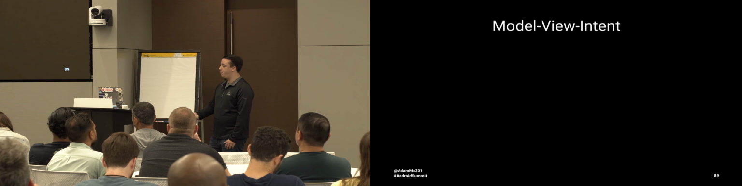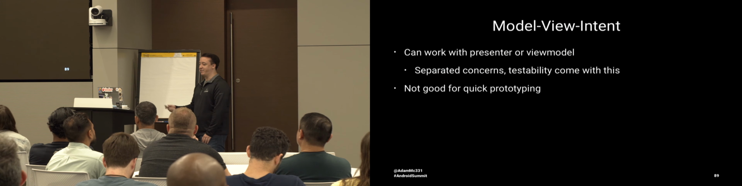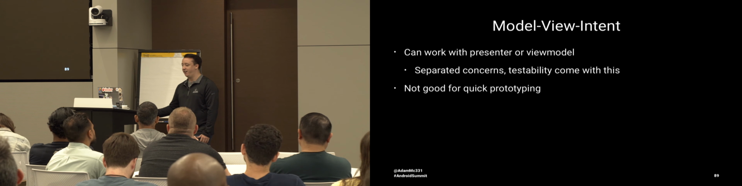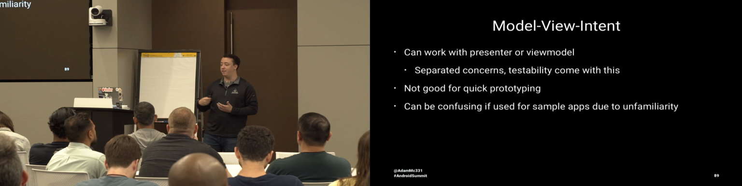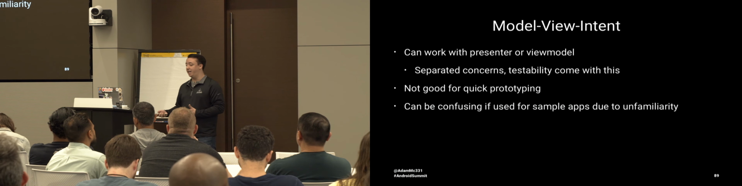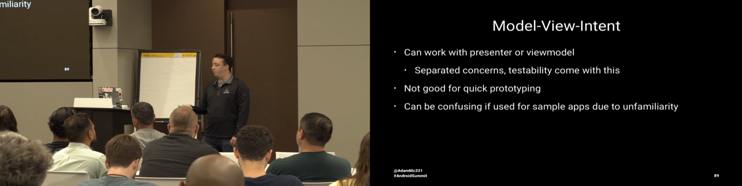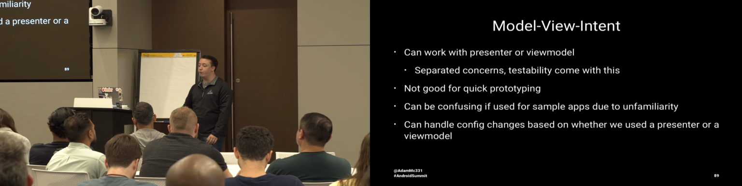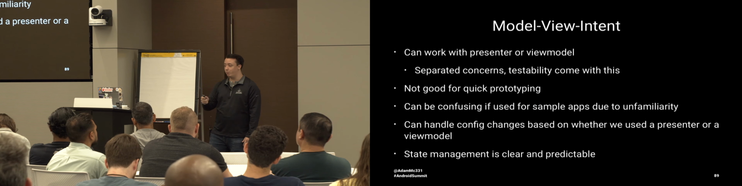And then Model View Intent, because it can work with a presenter or view model, all the things I keep repeating, separated concerns, testability, come with it out of the box. It's not good for quick prototyping because there's just a lot of setup and creating the reducer and creating the store. This can be confusing if you're showing it to someone new because there's some unfamiliarity. I think there's a high learning curve in implementing that beyond an example like you saw where we just have loading, loaded, and error. As far as handling the config changes, it depends on whether you're using a presenter or a view model flow. But our state management is clear and predictable. So this is really, really good.